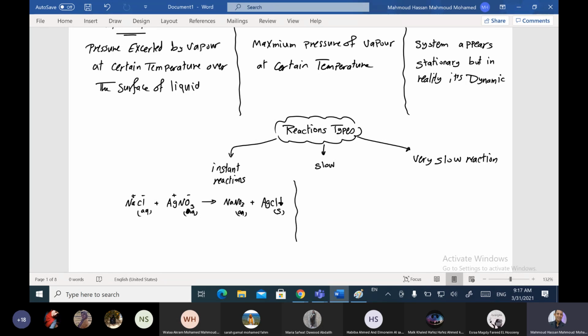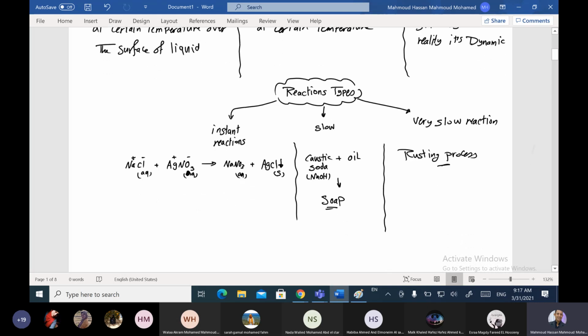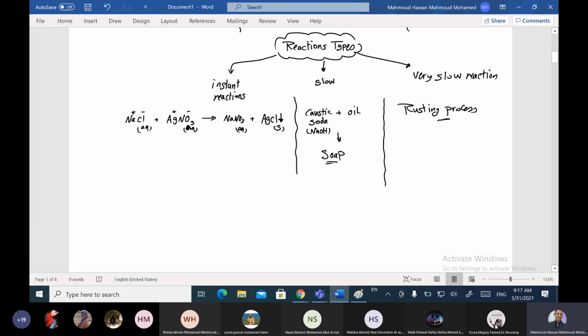Maybe you will find slow reactions, like the reaction of caustic soda, sodium hydroxide, and oil to form soap. This reaction is called one of the slow reactions. Very slow reactions take weeks or months, like the rusting process, which takes place after a long period of time. From this, we can determine the speed of chemical reactions.